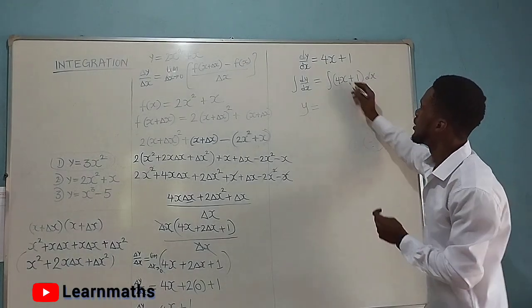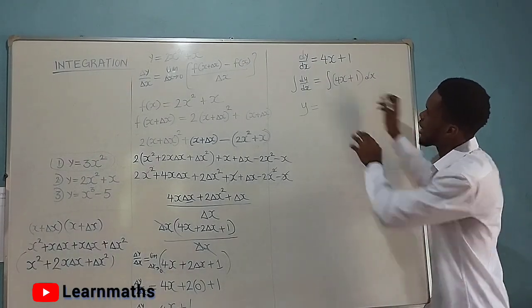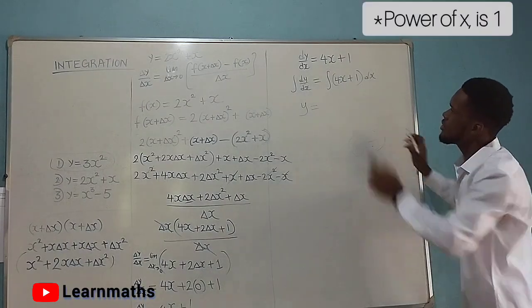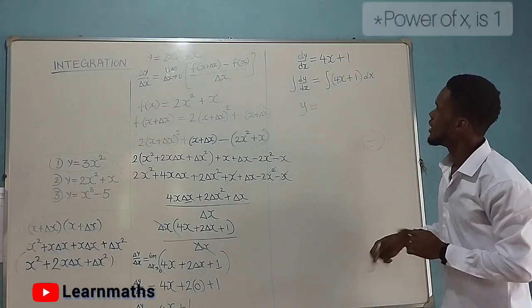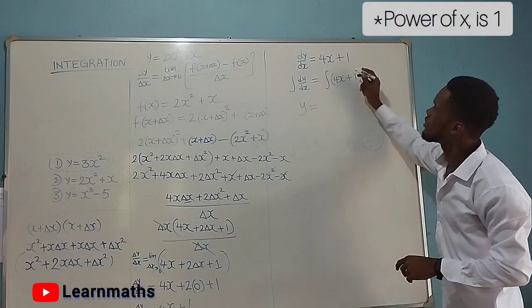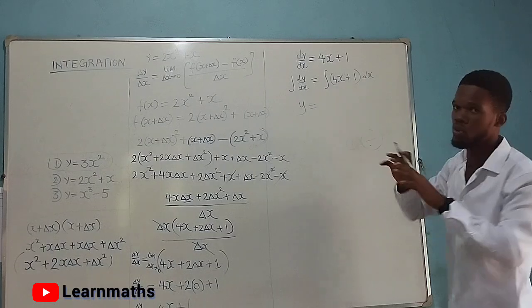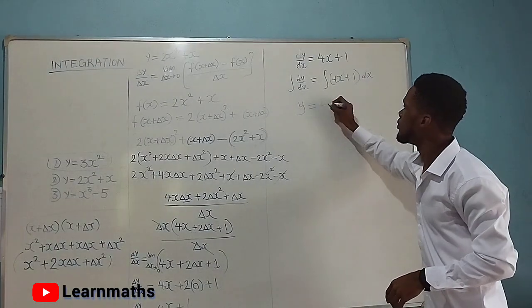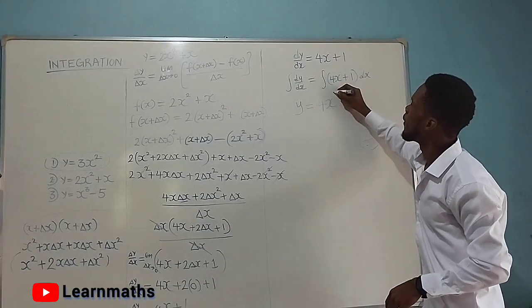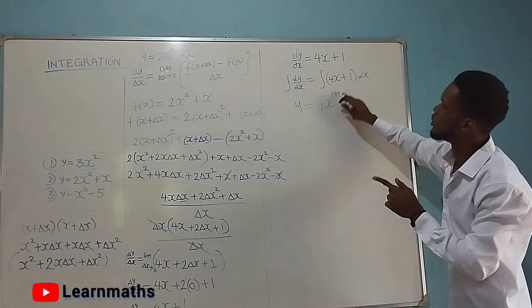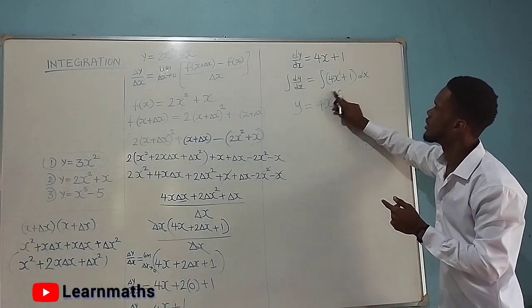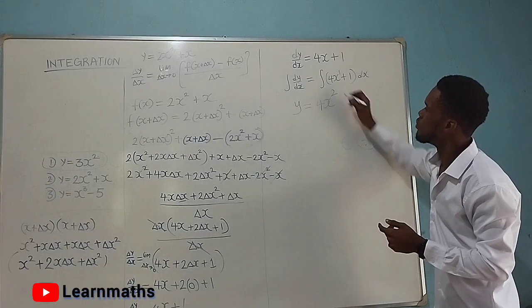Now how do we do this? There are 2 terms here. The power of x in the first term is 1. So if I add 1 to the power, it's going to become 2. It's going to be 4x raised to power 1 plus 1. I'm adding 1 to the power of x, which is already 1, so that is going to give me 2.